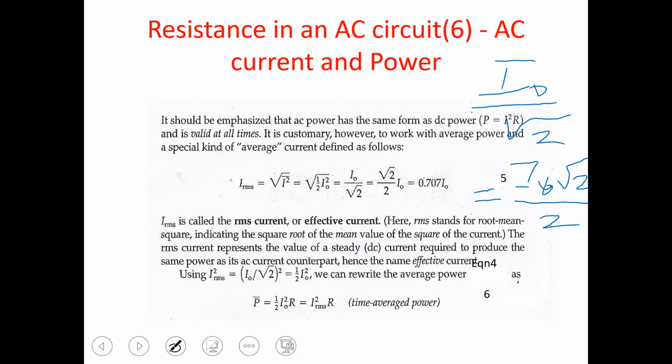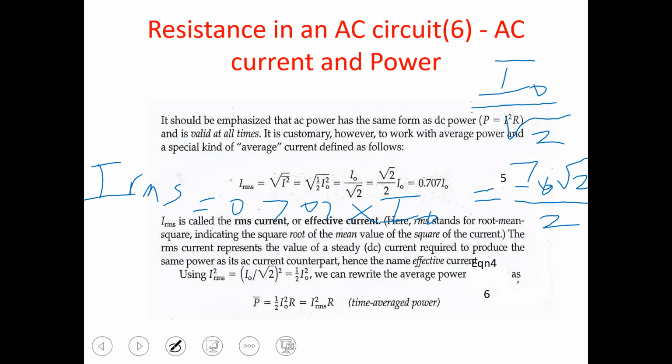1 divided by root 2 is 0.7071. Root 2 is 1.414. So when you say 1 divided by 1.414, it is 0.707. So it's easy for us to now say that I RMS or V RMS is equal to 0.707 times the peak current.